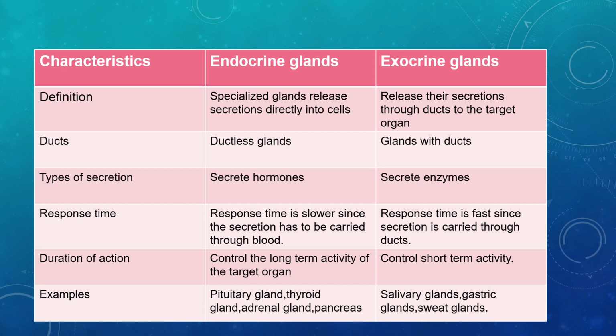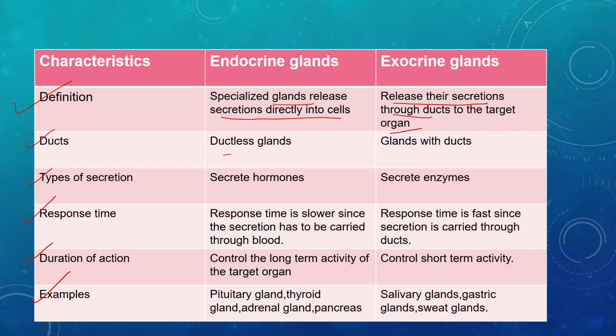So what are the characteristics? First we will deal with the definition. Then we will deal with ducts, types of secretion, response time, duration of action, and examples. Based on these characteristics only, we will differentiate between the endocrine glands and exocrine glands. First let us take the definition. What is the definition of endocrine glands? These are specialized glands which release secretions directly into the cells. The exocrine glands release their secretions through the duct to the target organs.